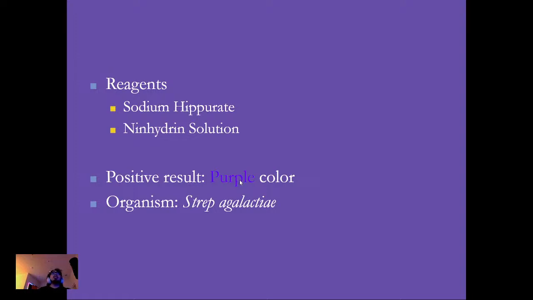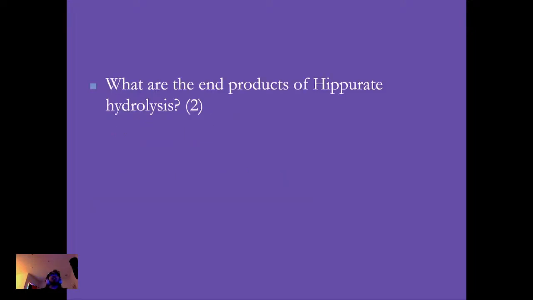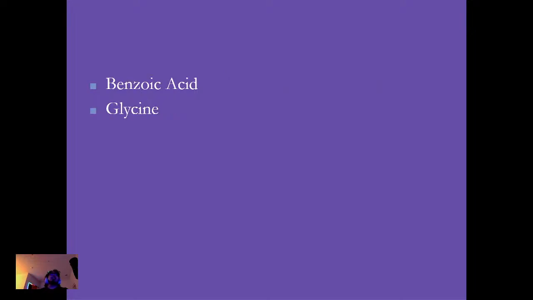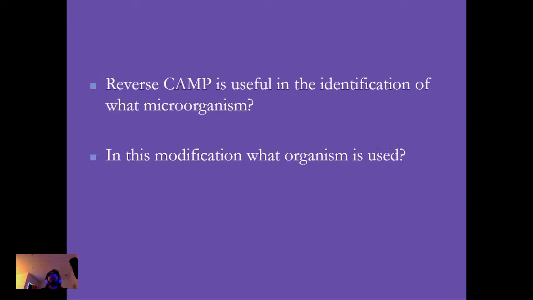Okay, the organism that will test positive is, of course, Streptococcus agalactiae. Medyo tinatamad na ako mag-type niyan. Strep agalactiae na lang, di ba? Nahirapan na, tinamad na si sir. Okay? What are the end products of hypurate hydrolysis? So there are two end products that you will get. You will have benzoic acid and glycine. Okay? This will then be the ones that will be tested.